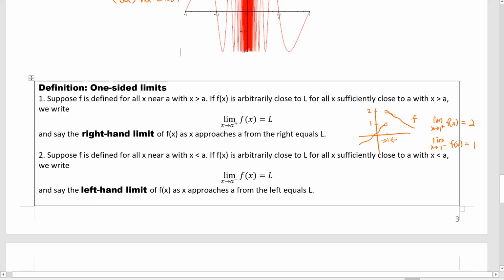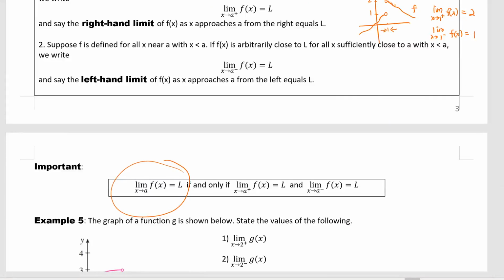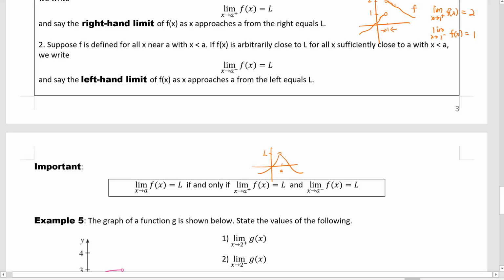You can see the left-sided limit and the right-sided limit do not have to be equal. And importantly, a limit exists only if both sides agree. So if the limit equals L at a, that means the left side of the limit equals L and the right side of the limit equals L as well. Okay, so this is so important.